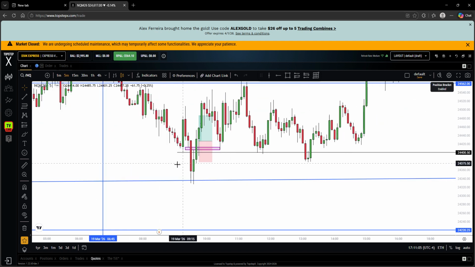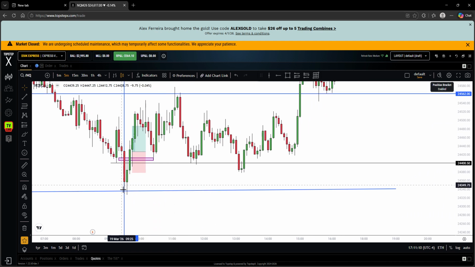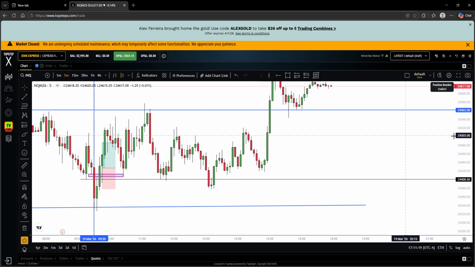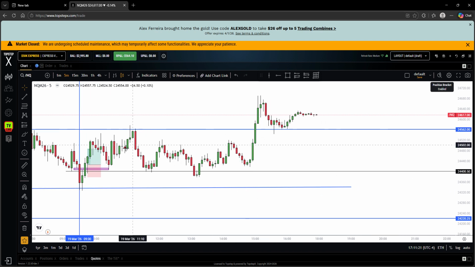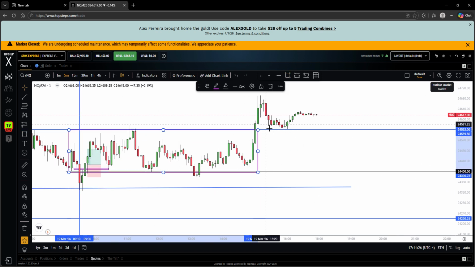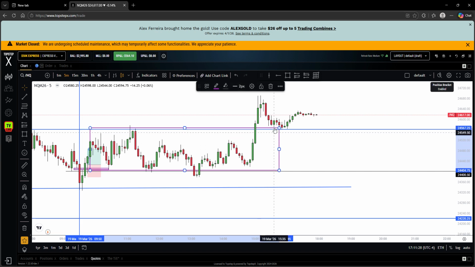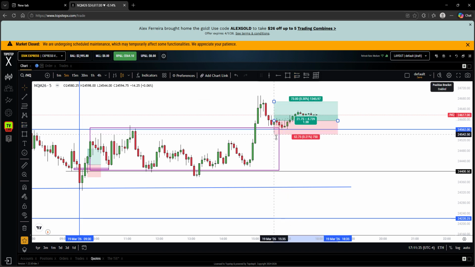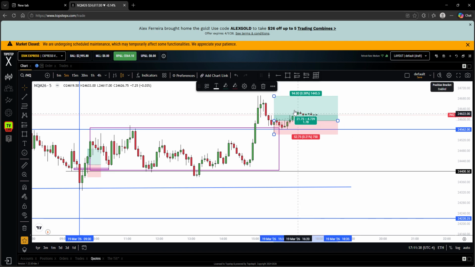Unfortunately, New York session was not the nicest. We're just going up, down, up, down, up, down, up, down. We were just consolidating out of this area, even though this looks pretty nice. This is the consolidation, this is the break, this is the retest right here. But obviously, as we can see, it wouldn't get you anywhere.